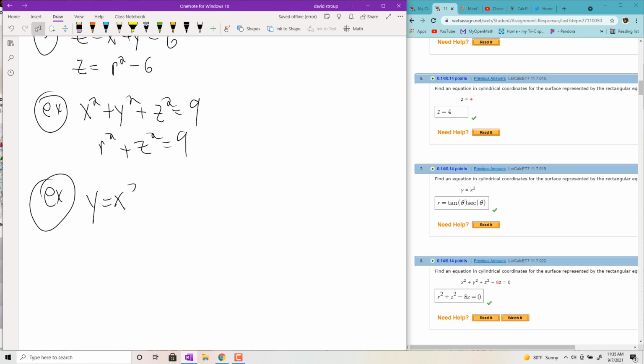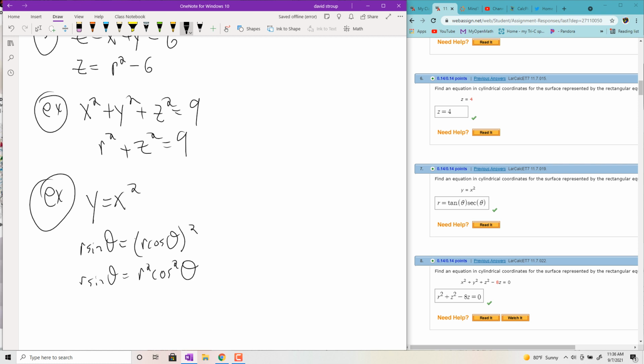So y is x squared. I'm going to replace y with r sine theta, and replace x squared with (r cosine theta) squared. So we get r sine theta equals r squared cosine squared theta. In this case, I'm going to try to solve for r. Technically, when you divide both sides by r, you're losing a solution: you're losing r equals 0. But it turns out that your answer will still have that encoded.